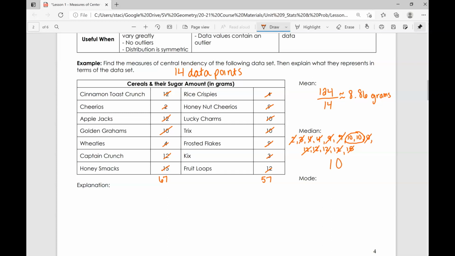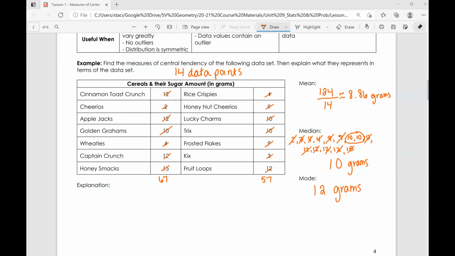And then I should say 10 grams of sugar. And then my mode is the number that repeated the most often, and 12 is the one that repeated the most often. So even though 10 repeated 3 times, the fact that 12 repeated 4 times means my mode is 12 grams.